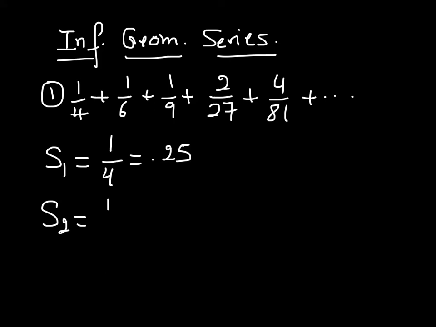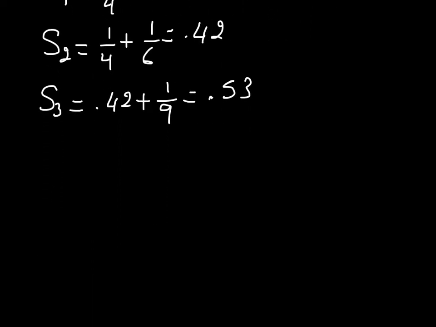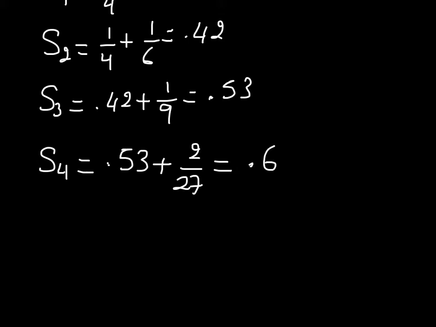So that means add the first two terms, the 1/4 plus the 1/6, and that should add up to about 0.42. Partial sum number 3, that means you're adding the first three terms. Well, the first two add up to 0.42. I'm going to go ahead and add now 1/9 to that, and that will give me about 0.53. We're going to continue with this pattern till we add the first 5 partial sums. So if we add the first four terms, well, the first three terms add up to 0.53, and then I'm going to add an extra 2/27, and then 2/27 plus 0.53, and that's going to give you about 0.60.